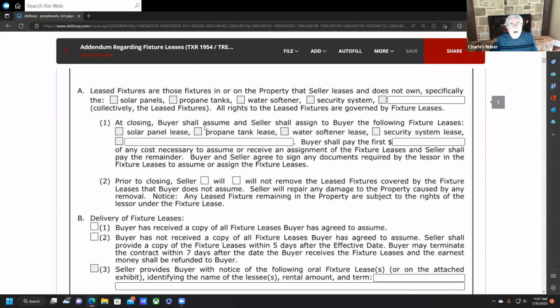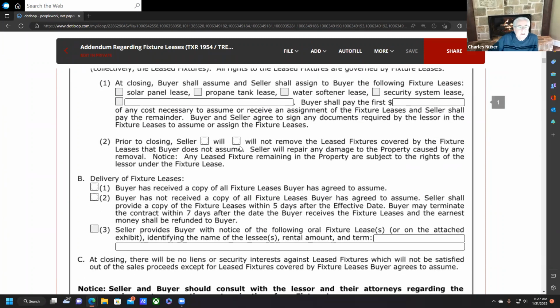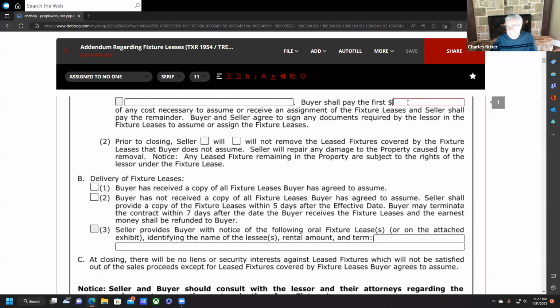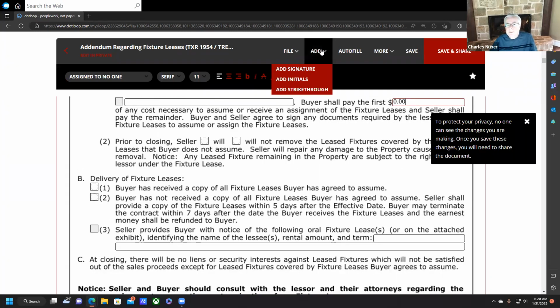Okay. At closing, buyer shall assume and seller shall assign to buyer the following fixture leases: solar panel lease, propane, blah, blah, blah. The buyer shall pay the first X amount of dollars of the cost necessary to assume or receive an assignment of the fixture leases, and the seller shall pay the remainder. It's kind of like an HOA transfer, I guess. I would say that if I'm a buyer and somebody has solar panels, I'm doing them a big favor getting them out from under it. So I'm just going to let the seller pay it off. So I definitely want to put 0.0 there, 0 there. Okay, and then I like to bold it.